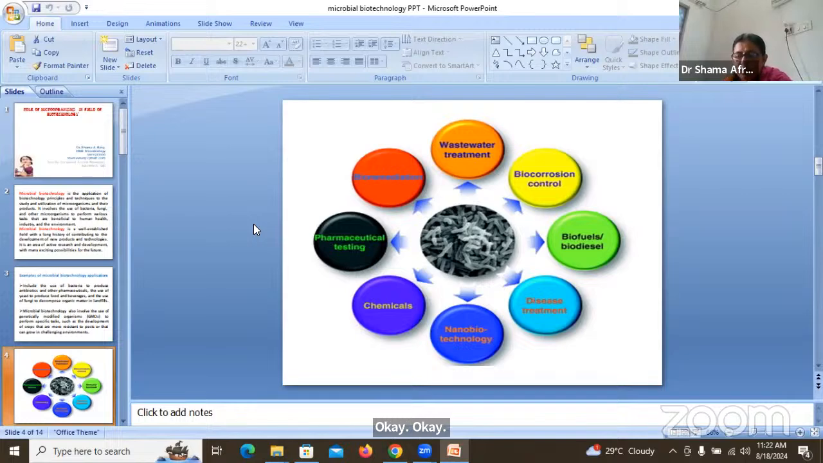So these microorganisms are bioengineered with the help of recombinant DNA technology by manipulating specific functional genes of significance, which may lead to crop pest protection, biological waste degradation, increase in biological nitrogen fixation, biofertilization, phytostimulation, salinity and disease control, production of stress-tolerant plants, etc. RDT technology has made bioengineered microbes which are used in wastewater treatment, biocorrosion control, biofuels and biodiesel production, disease treatment, nanobiotechnology in the production of various chemicals, pharmaceutical testing, and bioremediation.